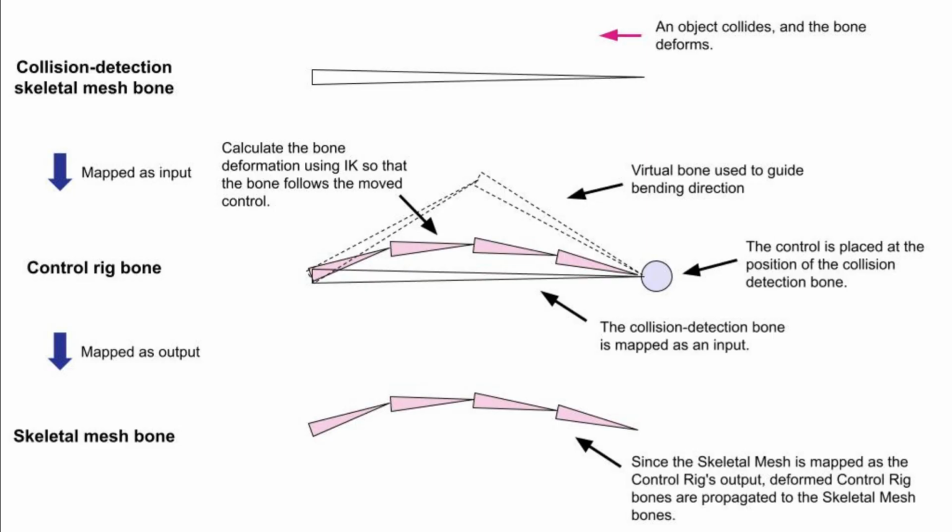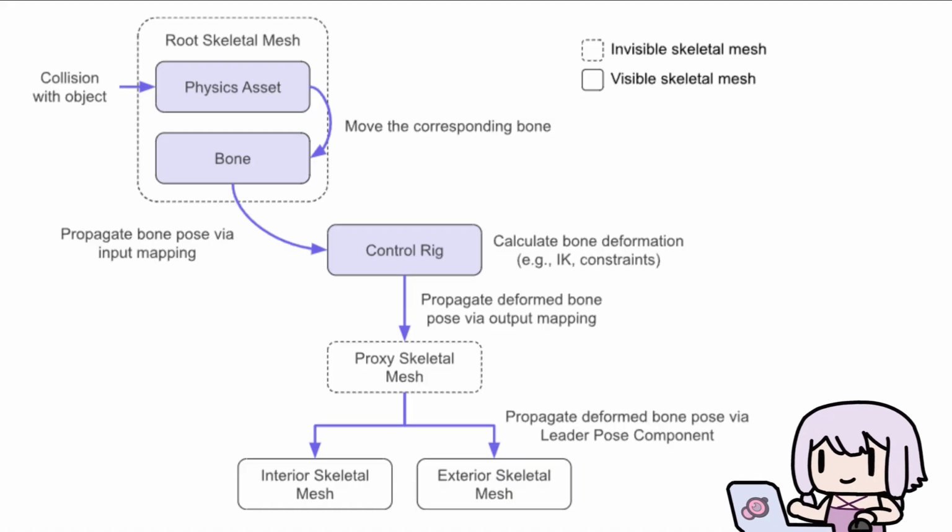Then, the poses of these deformed control rig bones are applied to the skeletal mesh bones through output mapping. This is how the city sample vehicle deforms the vehicle body in response to collisions. So far, I have explained the conceptual overview of the implementation. From here, I will explain the concrete implementation details.